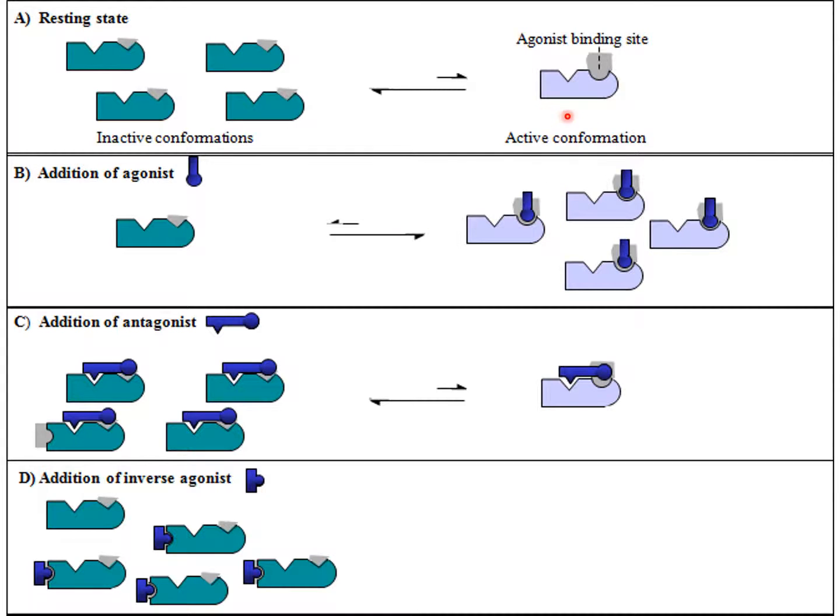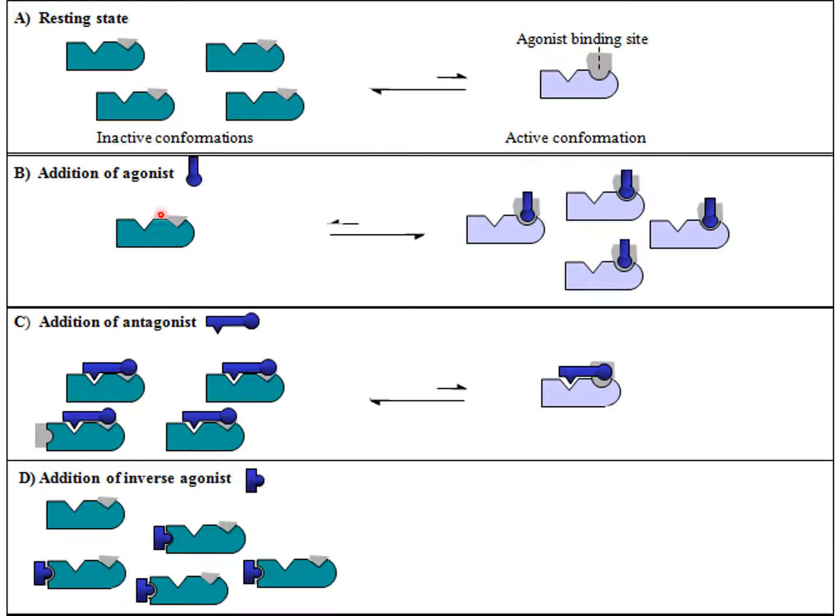So instead of having the steady state where you have 1 of 5, now you have 4 out of 5 in the active form because of the binding of the agonist, or you can think of the endogenous ligand as an agonist which binds to the receptors and moves them to the active site.